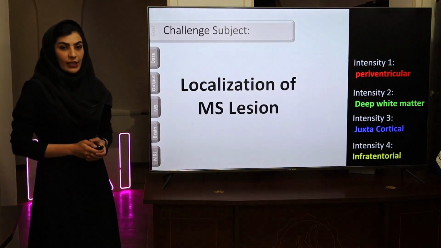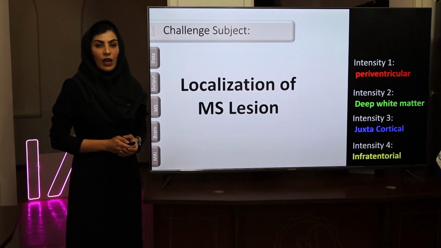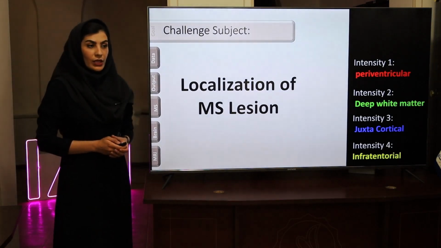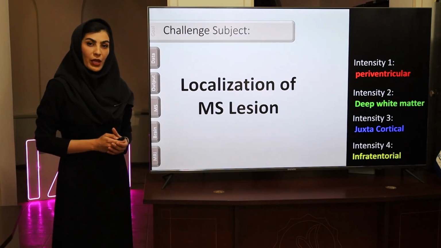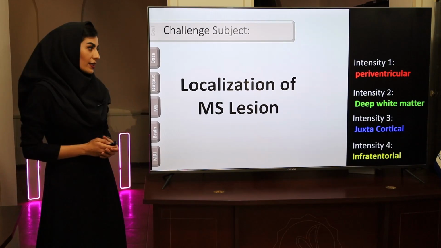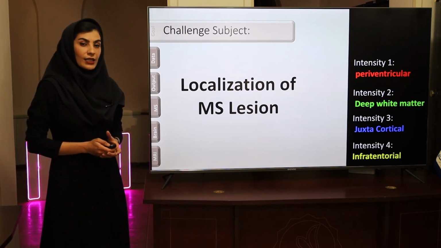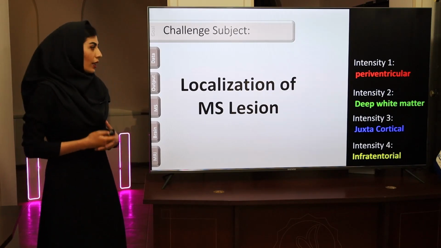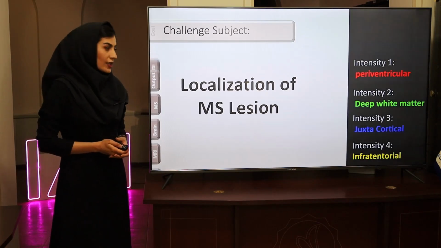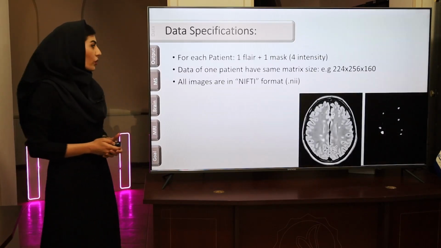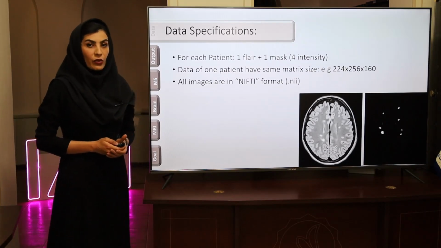The goal of this challenge is the localization of MS lesions. The location of an MS lesion is very important, because it can determine the severity of the symptoms that a patient experiences and the type of MS. AI is very important for us, and it can help us with better diagnosis of MS, better accuracy, and reduce our bias and error.